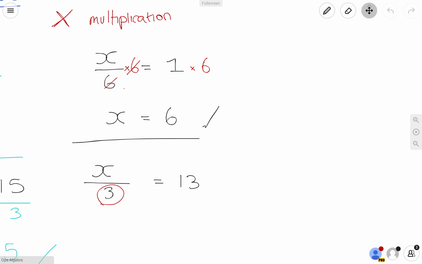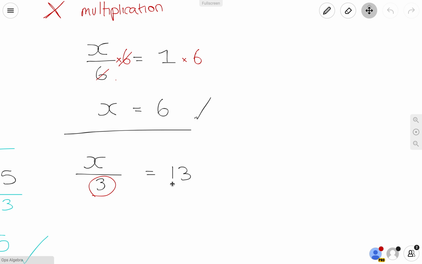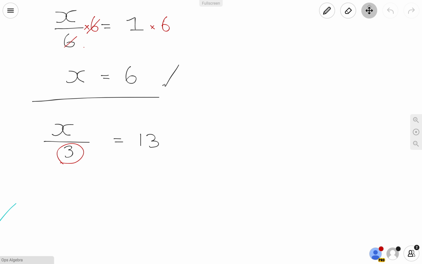We want to get rid of him, and we do that by doing the opposite. You see, a very common theme, always do the opposite. That's how it works. It's like undoing a knot. You've got to work your way backwards. Here, we're going to have to multiply by 3 because it's x divided by 3.